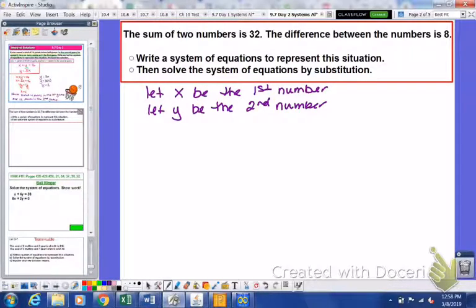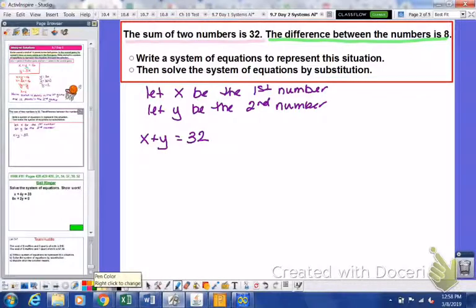Okay, so our first situation here, the sum of 2 numbers is 32. Well, we know that sum means to add, so x plus y equals 32. Our second situation, the difference between the numbers is 8. We should know that difference means subtract. Doesn't matter which way we go. So x minus y equals 8.